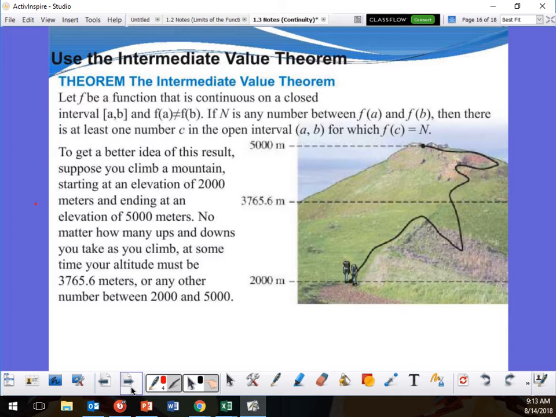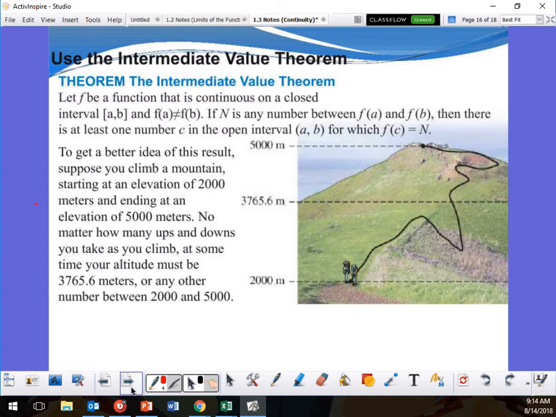It can't be A or B. C can't be A or B. It cannot include A or B. Right? It cannot include the endpoints. That's the point we're trying to get at. It cannot include the endpoints here. Okay? So on an open interval A to B, for which f of C is equal to N. So it's going to be some value in between here and here.